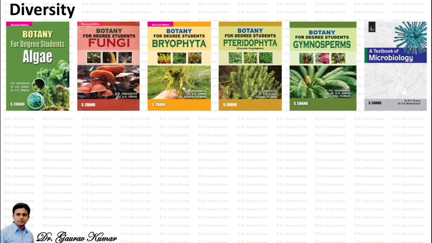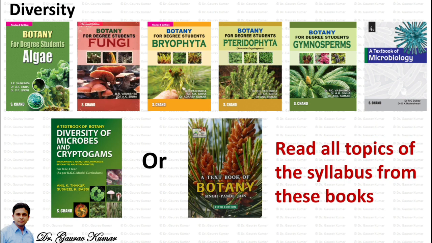These are the series of books from S. Chand. They have separate books on algae, fungi, bryophytes, pteridophytes, gymnosperms, and microbiology. But if you don't want to buy this many books, you can shift to either of these books. They consist of everything from microbiology, algae, fungi, bryophytes, pteridophytes, and gymnosperms. This is a complete compendium, the left one or the right one. You can buy the upper panel or go for either of these books, but just stick to the syllabus again.